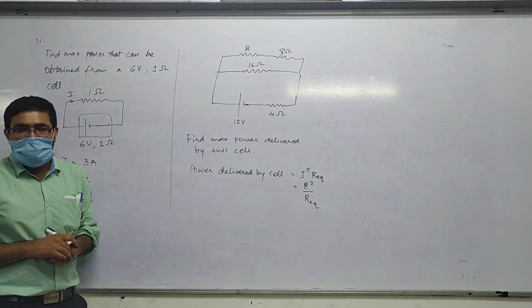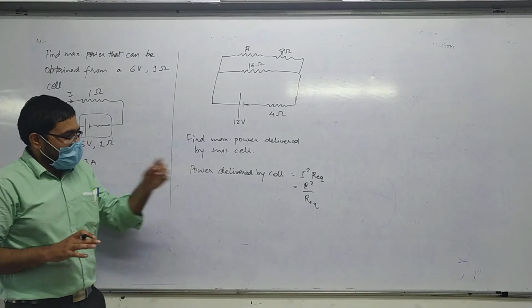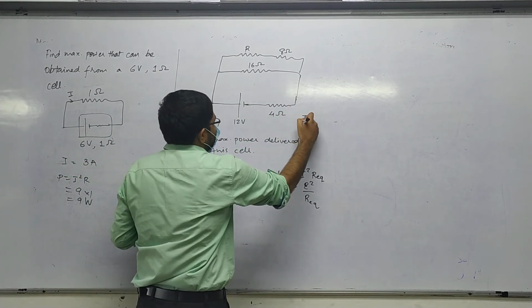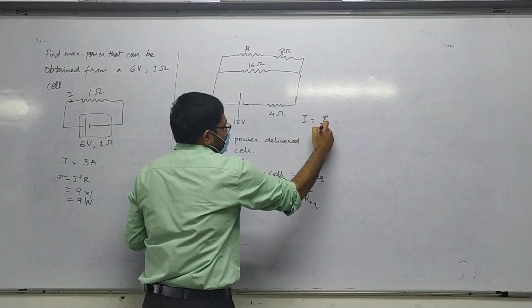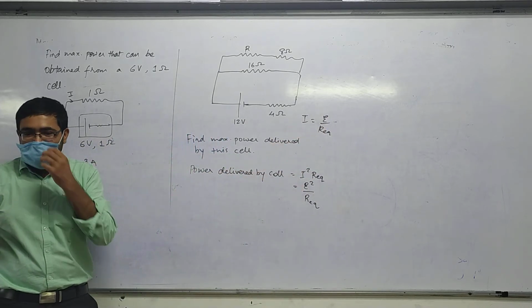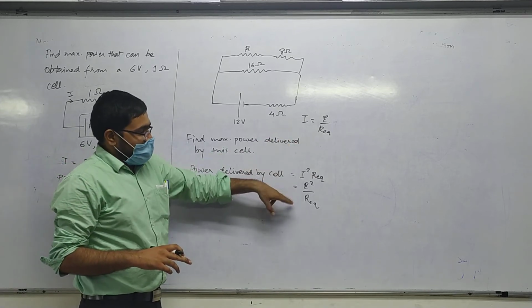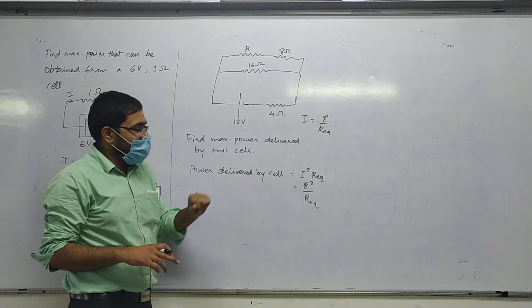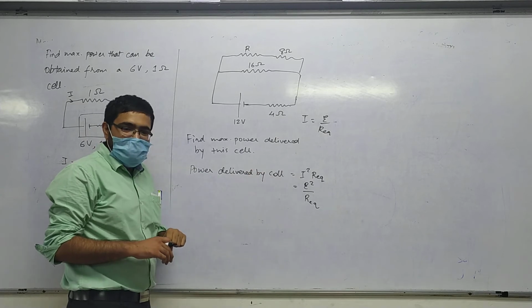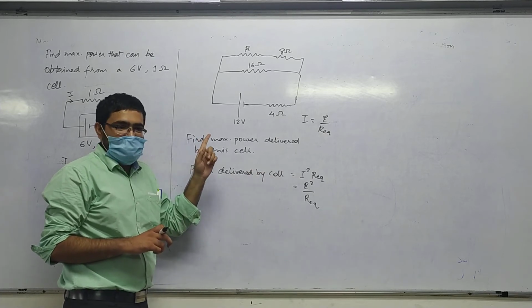Yes? No? Yes. Sure? Absolutely? Yes. Okay, then in this case, I will be equal to epsilon upon R equivalent, because internal resistance is not there. Clear? Fine? Now, epsilon is a constant or not? How much is its value? Given in the question.